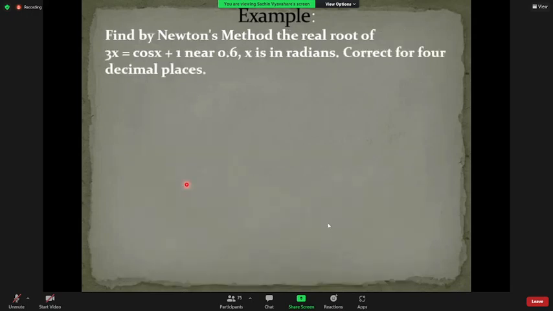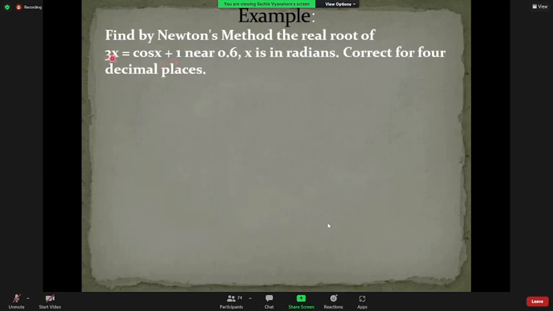Third example. What is the best part in this question? Yes, anyone? What is the best part of this example? Near 0.6. Near 0.6 is given. That means x0 is given. So there is no need to calculate the interval AB, no need to start with an interval AB where f of A and f of B are positive and negative. It is directly given. We have to find the root which is near 0.6. So we take that as x0. x0 is 0.6.